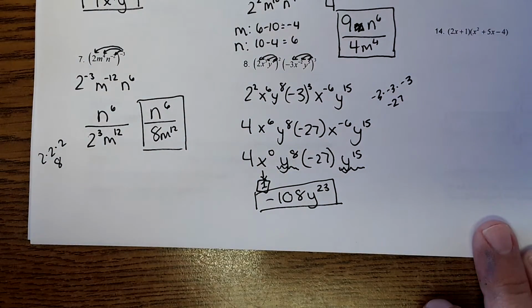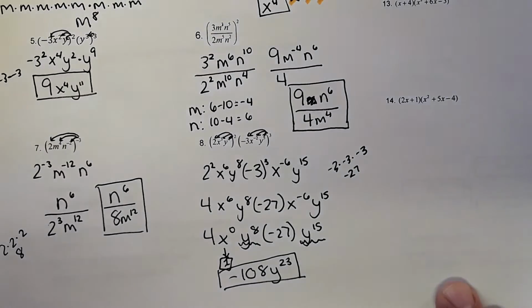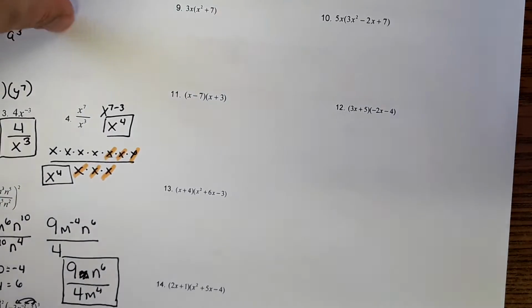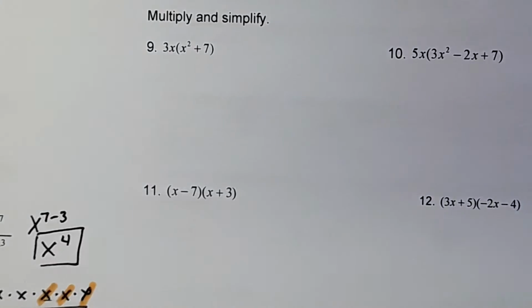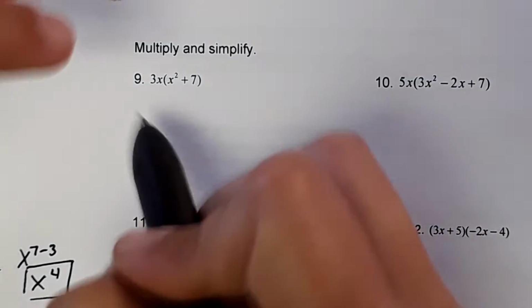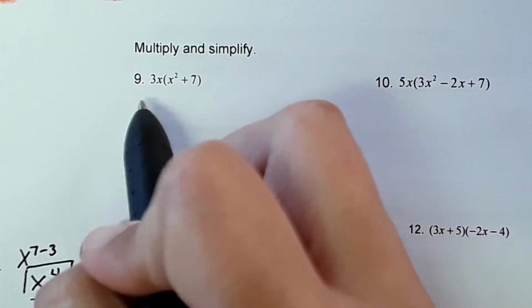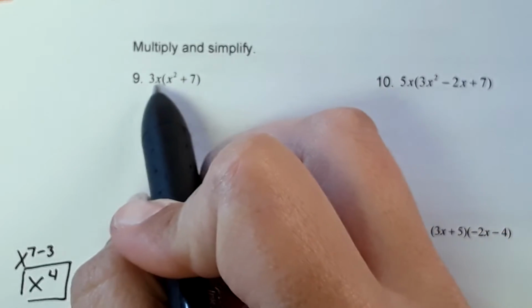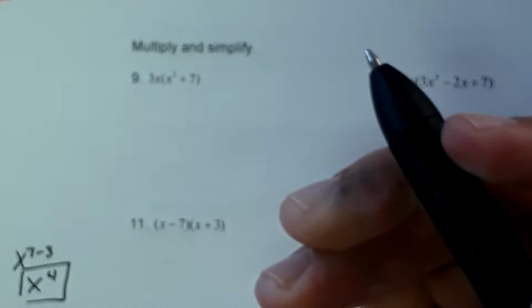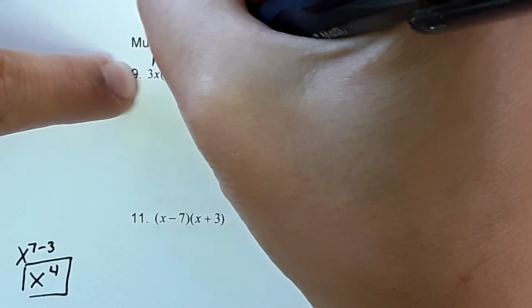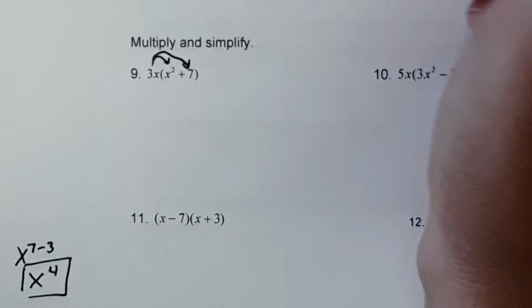Okay, so now we're going to move to the other page, which is a different skill, but it should be review. It's just kind of bringing it back into our brain. We are going to multiply this. Now, this is considered a monomial because it has one term, and then this would be a binomial with 2 terms. What we have to do is multiply this by everything in the parentheses. We have to distribute it.